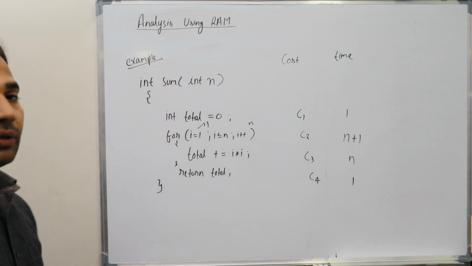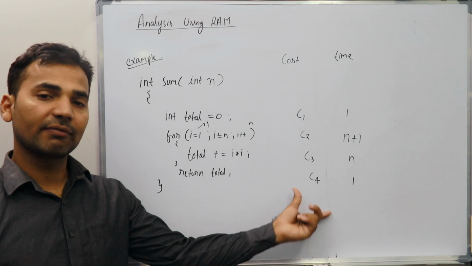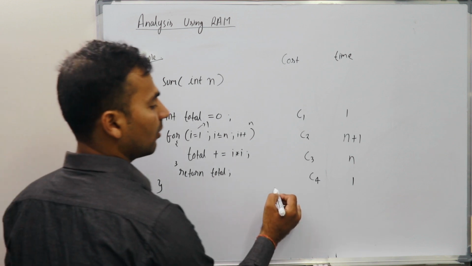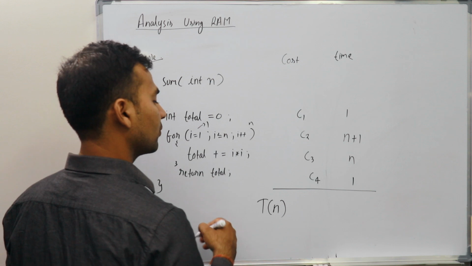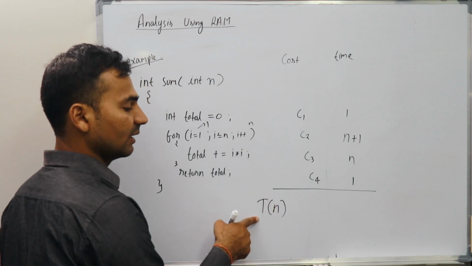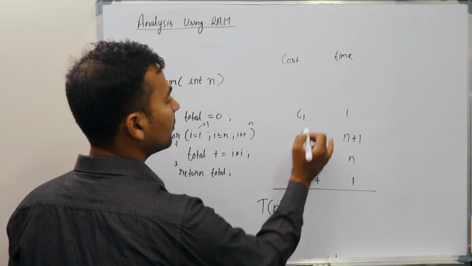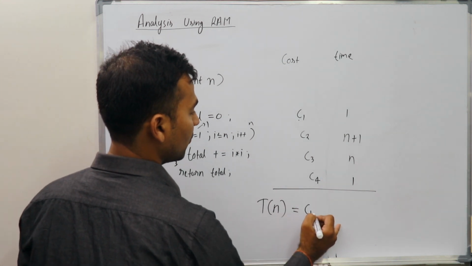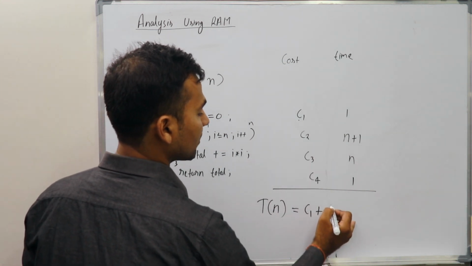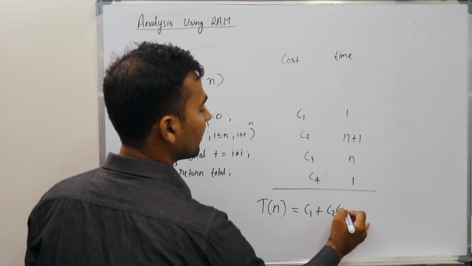Now what we finally do is represent this as a mathematical function. We represent the total complexity as a mathematical function T(n). It takes constant time, and it runs 1 time, therefore C1 plus some constant time C2, and how many times does it run?